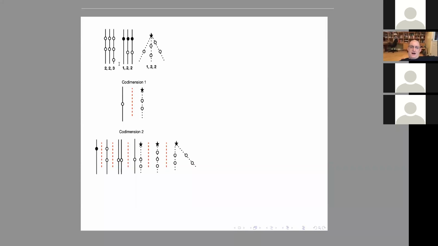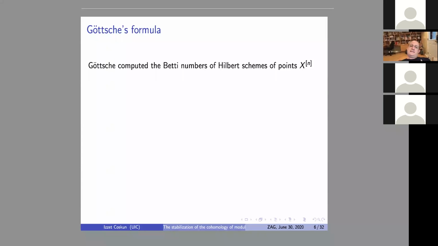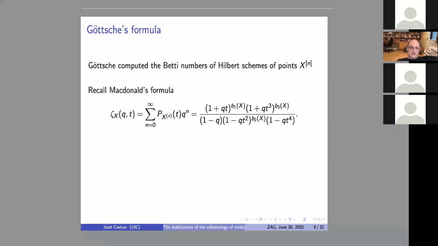Okay. But anyway, the thing that I want you to get out of this is that the Betti numbers of the Hilbert scheme stabilize. And let's see that this actually happens more generally. So let me give you Göttsche's formula for the Betti numbers of the Hilbert schemes of points. And so let's start with Macdonald's formula. Macdonald's formula is an expression for the symmetric product, first of all.